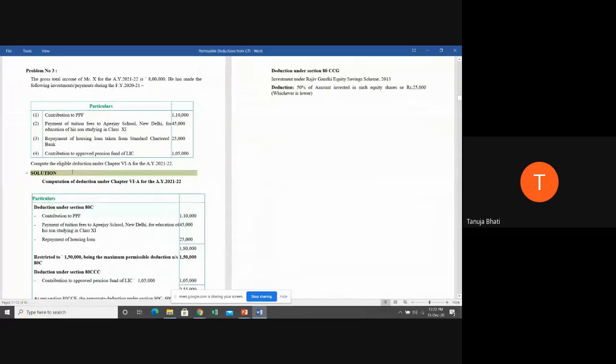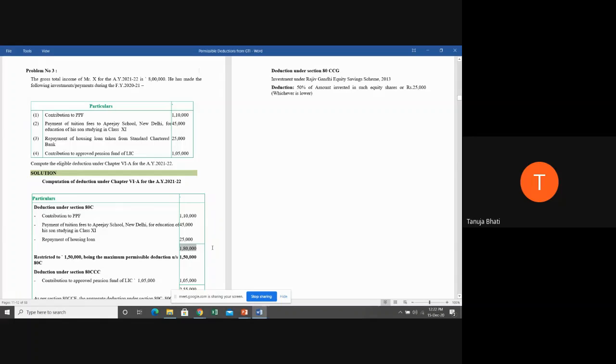Now we'll see the solution. They want to know what is the eligible deduction for this. So deduction under 80C, contribution to PPF, they have written 1,50,000. Why? Because it is within the limit of 1,50,000. 1,10,000 they have written. Payment of tuition fees, as it is, they have taken 45,000 because there is no ceiling for this. Repayment of housing loan, they have taken 25,000 as it is. So total deduction under 80C is 1,80,000.